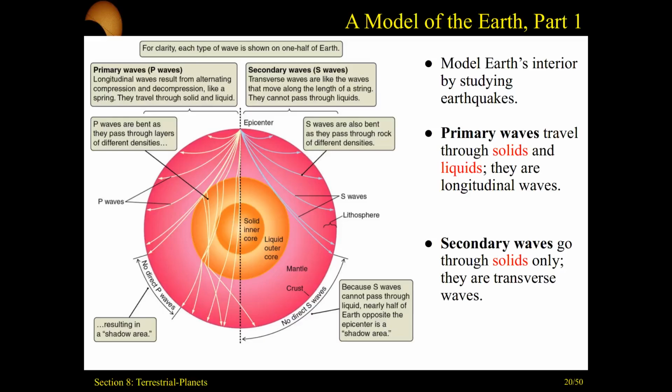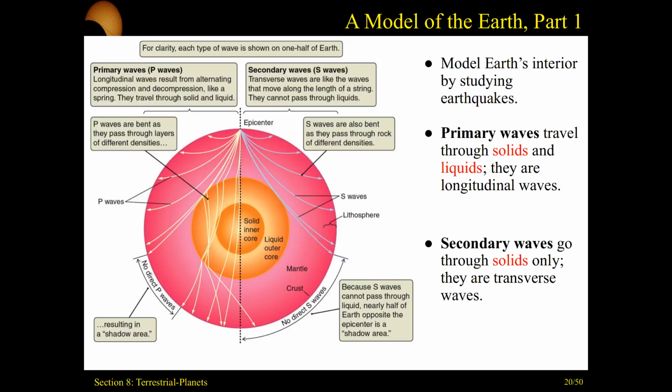Let's look at how we understand what the interior of a terrestrial planet, Earth, is like. For perspective, how can we make claims about the Earth having a solid inner core, surrounded by a liquid outer core, then the mantle, and then a crust?